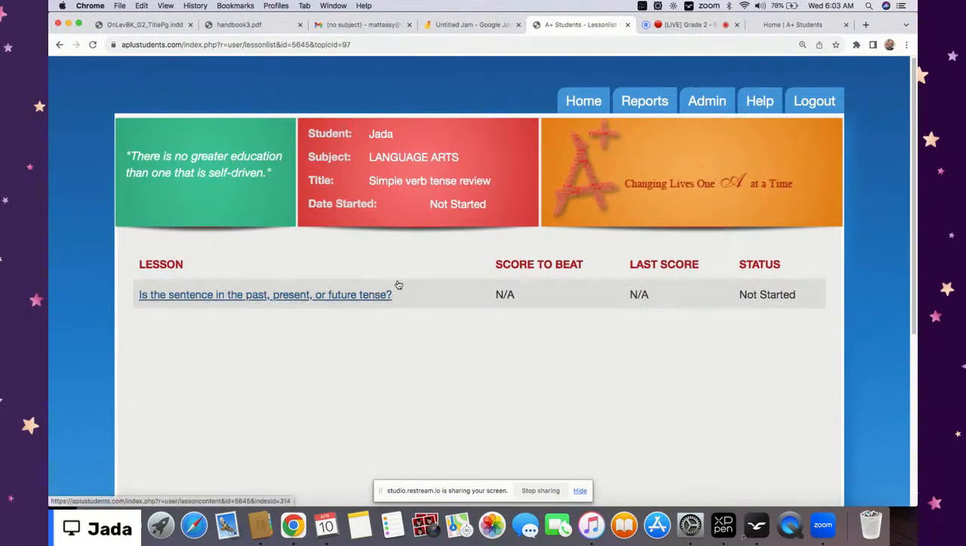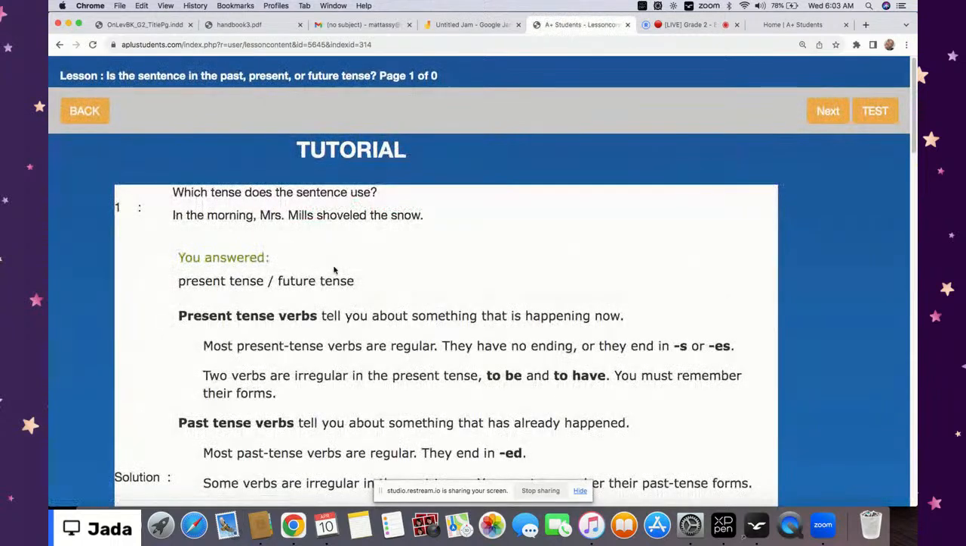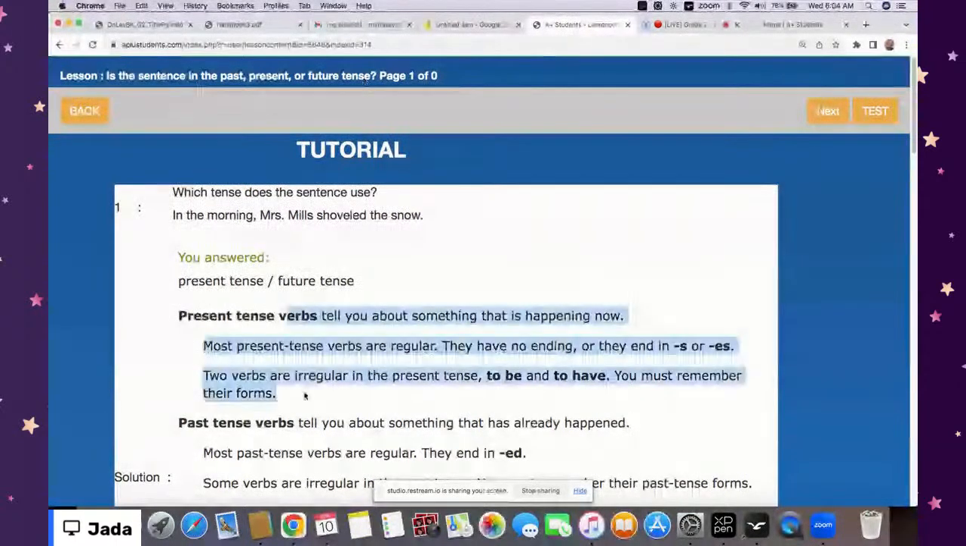Okay, so we have the simple verb tense review. Now we will start. All right, is the sentence in the past, present, or future tense? Okay, so we have present tense verbs. Present tense verbs tell you about something that is happening now. So, of course, know that when we say present tense, it means something happening at the moment, right now.